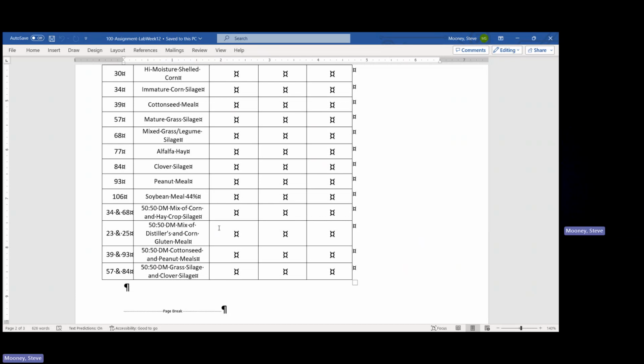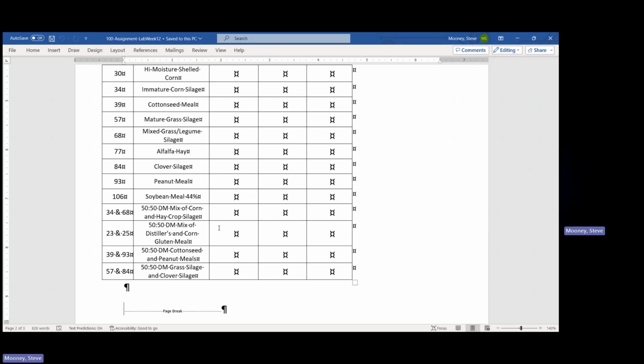So how do we get those mixes? How do we get the composition of those mixes? Since it's a 50-50 mix on a dry matter basis, they are an average of the 2 feeds in that mix. So if we look at the first mix there, 34 and 68, what type of feed is that? 1, 2, or 3? 34 and 68, so? Yeah. Oh, that's a silage. Like a forage. Okay, so that's a which one?